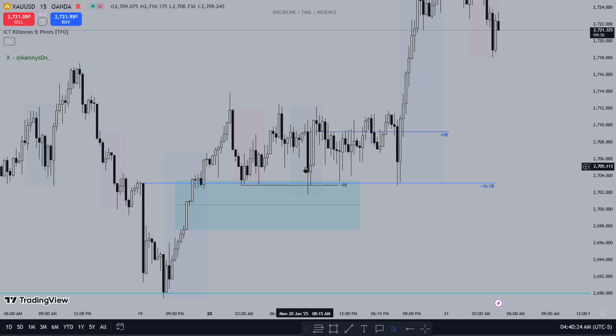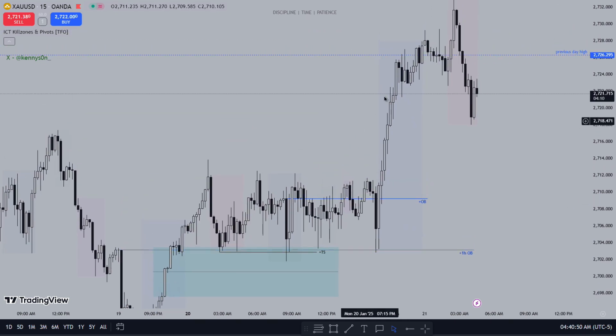One of my models. I have like 3 models, but this is just the continuation model I formed during New York session. Order block, traded too much into this order block, and I don't like this. When it's like this, I do not like it. But we treated this as a rejection block and then respected it, moved higher.